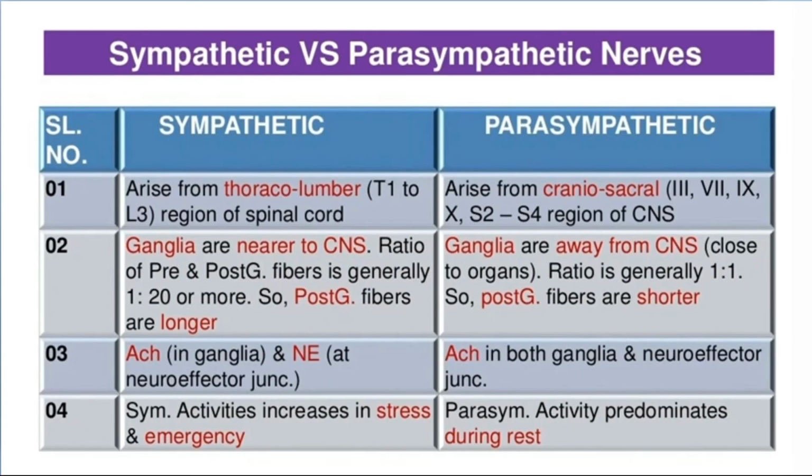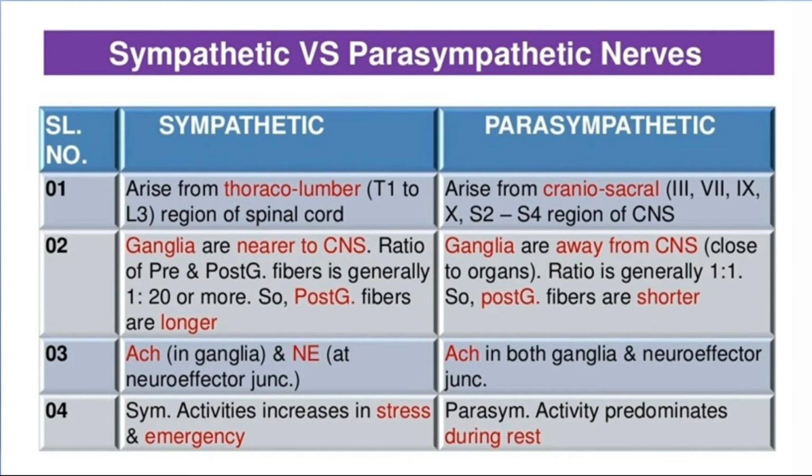Sympathetic versus parasympathetic nerves. Sympathetic nerve arises from thoracolumbar, that is T1 to L3 region of spinal cord. Parasympathetic arises from craniosacral 3, 7, 9, 10, S2, S4 region of CNS. In sympathetic, ganglia are near to CNS. Ratio of pre and post ganglionic fibers is generally 1:20 or more. So post ganglionic fibers are longer.